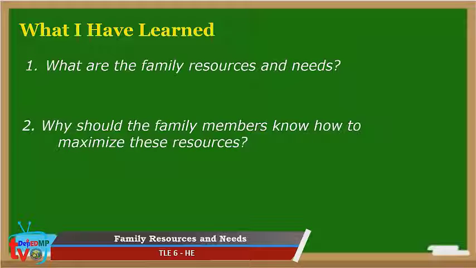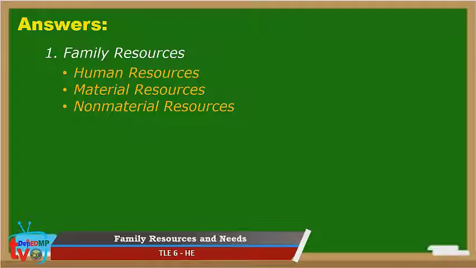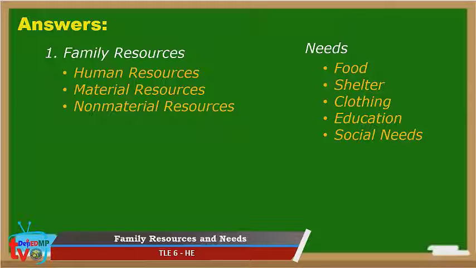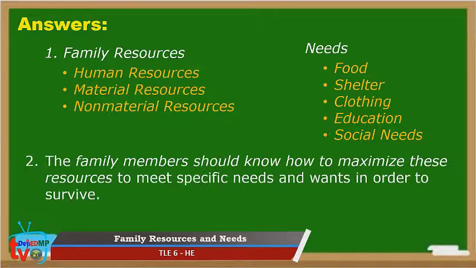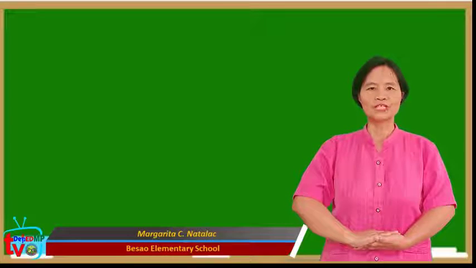Let us now check your answers. Family resources are the human resources, material resources, and the non-material resources. We have the needs: food, shelter, clothing, education, and social needs. Number 2, the family members should know how to maximize these resources to meet specific needs and wants in order to survive. Great! You were able to answer the questions. To further check your understanding, let's proceed to what I can do.